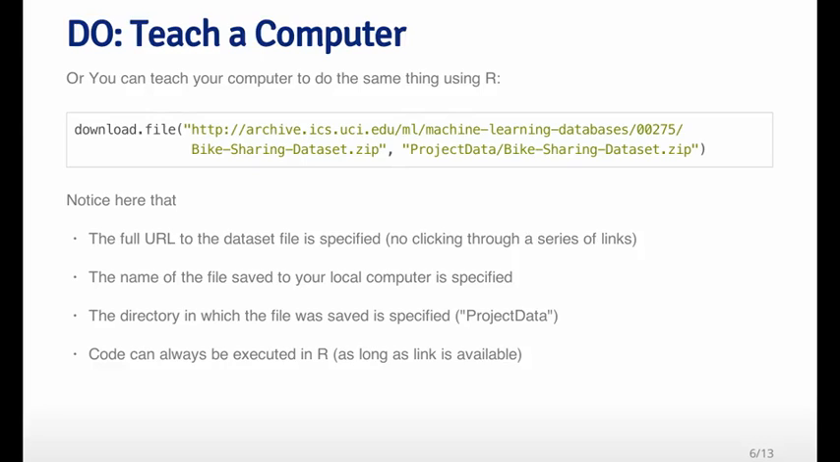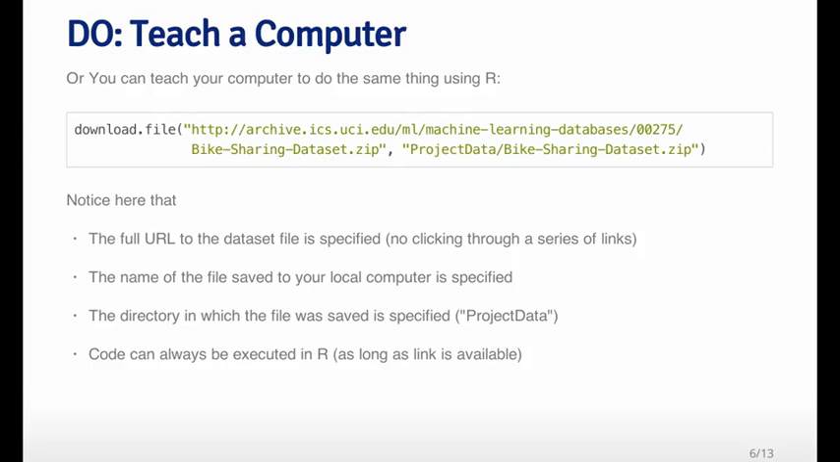Furthermore, the name of the file that you save to your computer is also specified. If you download a file using a web browser, you always have the option of renaming the file to something else. But if that's not documented, it's very difficult to link the renamed file to the original data set on the web. Here I explicitly specify in the code that the local data set is going to be called bike-sharing-dataset.zip. And so now I know what file to look for after this code has been executed.